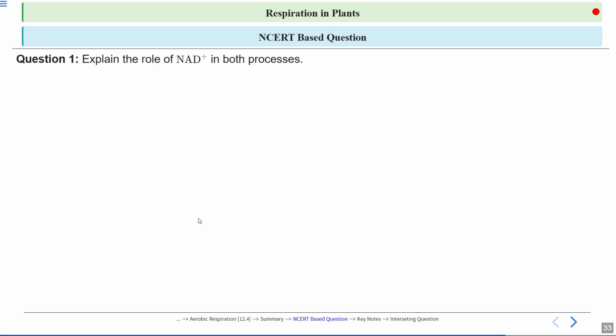Students, now let us look at some NCERT-based questions. So first question, we need to explain the role of NAD+ in both processes.